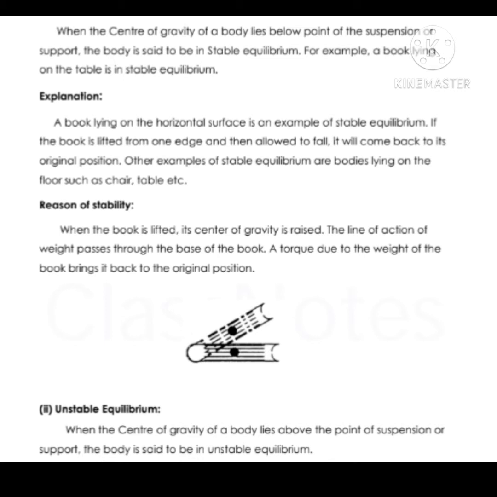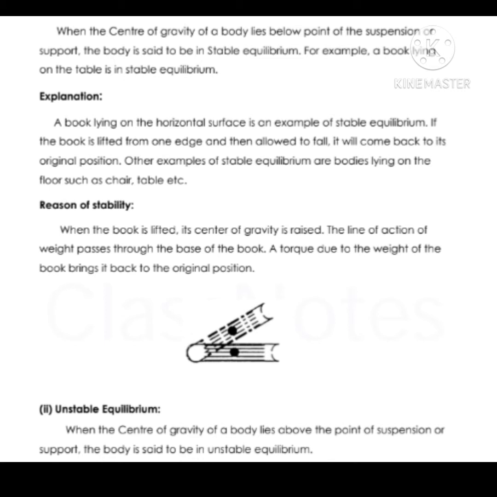For example, a book lying on a table is in stable equilibrium. A book lying on a table on a horizontal surface is an example of stable equilibrium. If the book is lifted from one edge and allowed to fall, it will come back to its original position. Other examples of stable equilibrium are bodies lying on a floor such as a chair, table, etc.